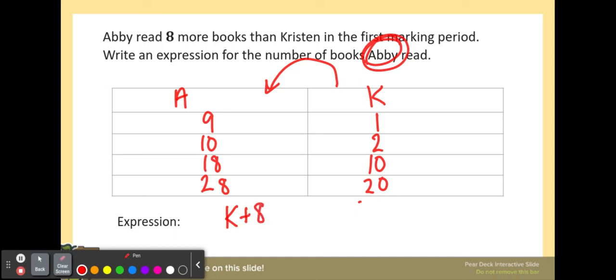Again, if I then say she reads 100 books, if K equals 100, you could replace the K with a 100 and solve it for how many Abby reads, but you have to start with that expression. So we're going to practice writing those expressions today.